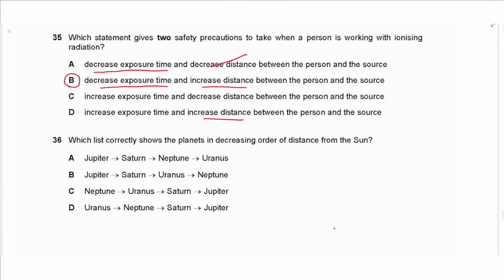Question 36 says, which list correctly shows the planets in descending order of distance from the sun? So we need to move from the outside towards the inside of the solar system, and the choices all contain the outer planets. So the outermost planet is Neptune, starting from Neptune, then Uranus, then Saturn, then Jupiter. So the answer is C.